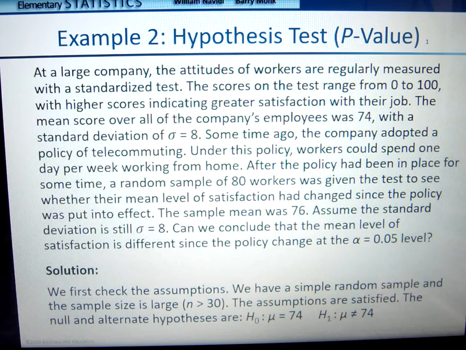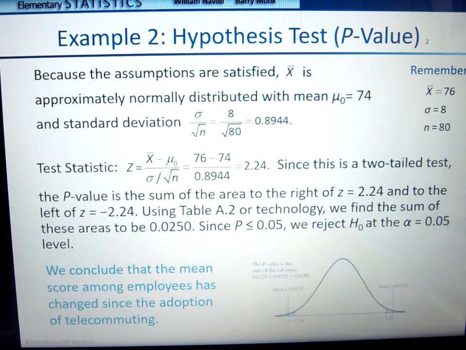Now, we know we have a simple random sample. Our sample size is large, so we can set up our null hypothesis to be mean equal to 74 and the alternative not equal to 74, a two-tailed test. So we have our sample mean approximately normally distributed with a mean of 74, a standard deviation of 0.8944. Our test statistic would be 76 minus 74 divided by that value.